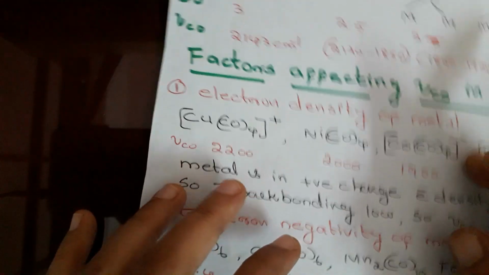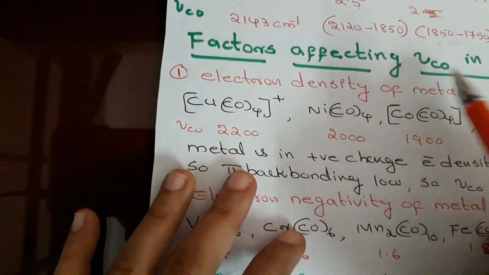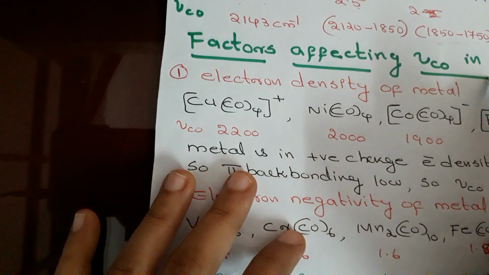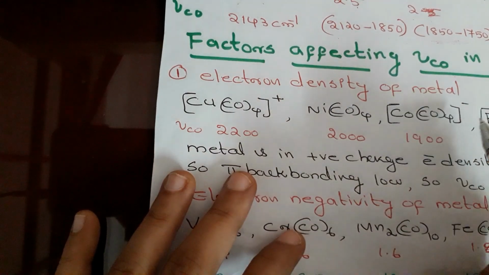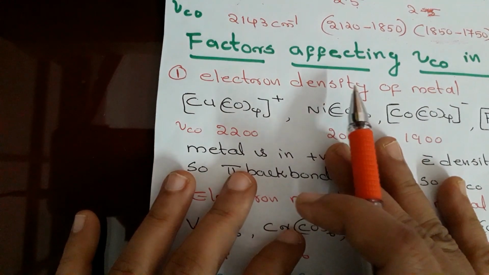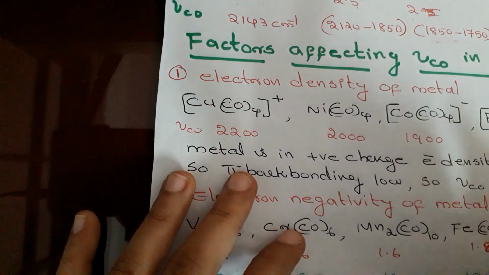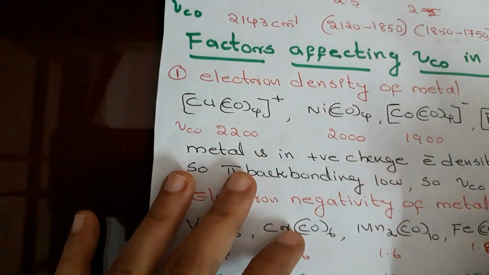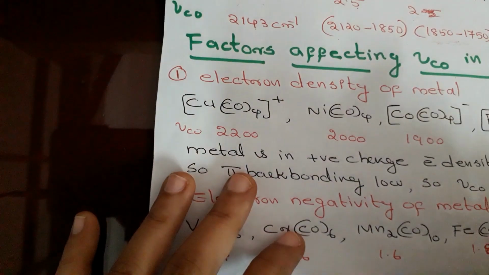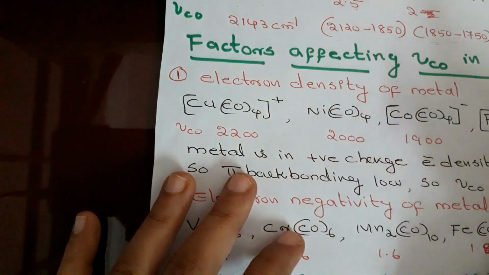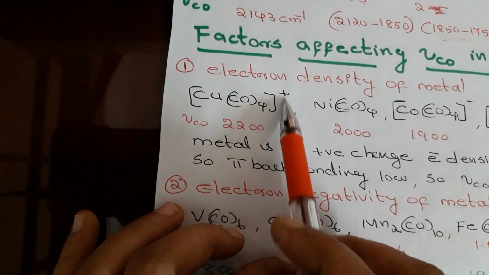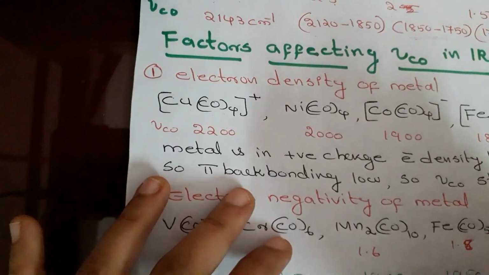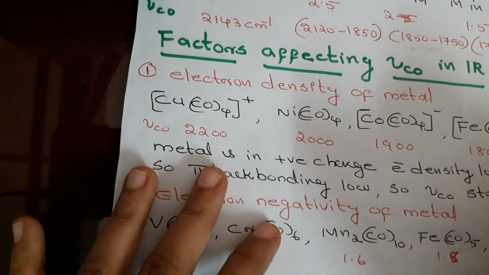Okay, then the factors affecting the stretching frequency ν(CO) in IR. First one, electron density of the metal. What happens when the electron density increases in the metal? Pi back bonding increases. Pi back bonding increases means stretching frequency decreases. So here: Co(CO)4 plus charge, Ni(CO)4, Co(CO)4 minus, Fe(CO)4 2 minus.